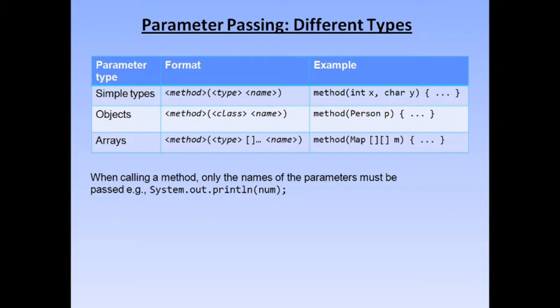Now, what are parameters? Parameters are the variables or objects that are passed inside a method. Simple types, meaning primitive types, can be passed. Objects can also be passed, and arrays can also be passed.